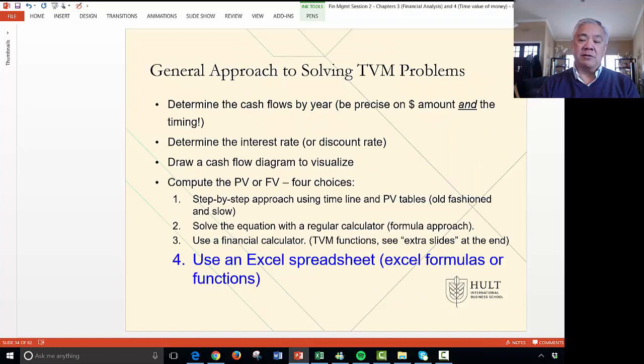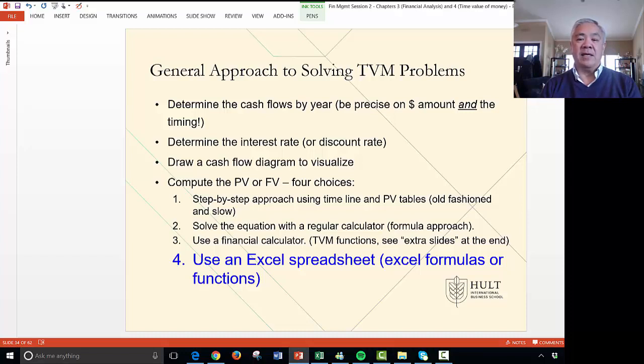So here's a general approach to using TVM problems, and then we'll jump right into Excel. So the first step is to determine the cash flows. It's very important to get both the dollar amount correct and also when the money moves. Since time is money, it matters whether you get it in today's terms or year 1, year 2, etc. So get the dollar correct and the timing. Second is to determine what's the interest rate. Sometimes in calculations we call it the discount rate, or in your bond calculations it was equivalent to the yield to maturity. The third is, I always like to draw a little picture so I could visualize what the money flow looks like. That's just for my approach to testing the reasonableness of the solution.